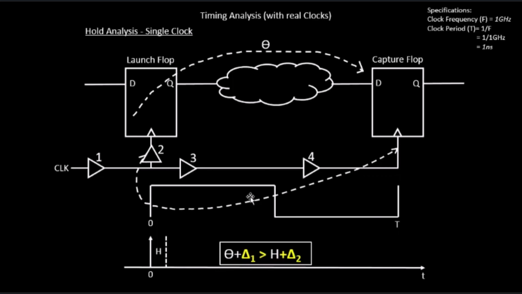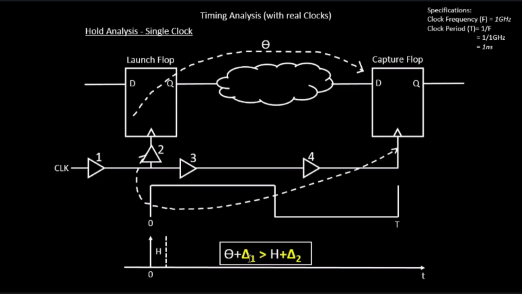And once the clock network delay comes into the picture, the first thing we need to do is shift the edges that reach the launch flop and the capture flop by the required amount of time. So that's what we did. This clock edge, when it reaches the launch flop, takes around 2 buffer delays, and that's captured as delta 1. This clock edge, once it reaches the capture flop, takes around three buffer delays, so that's captured as delta 2, and the rest of the equations remain the same.